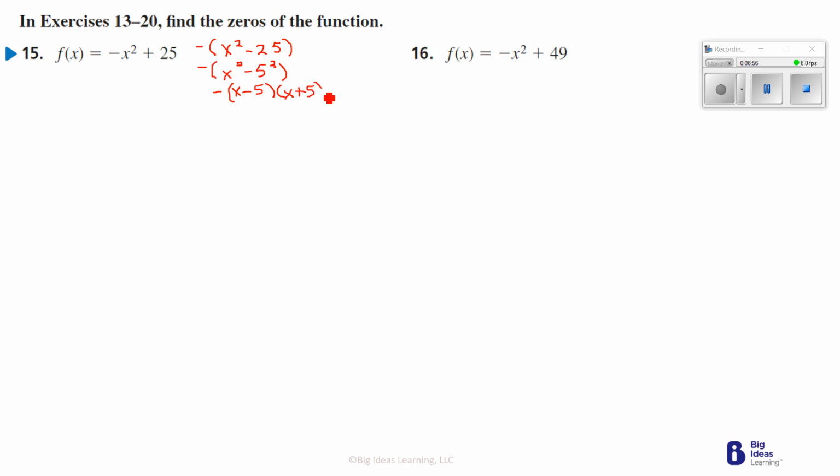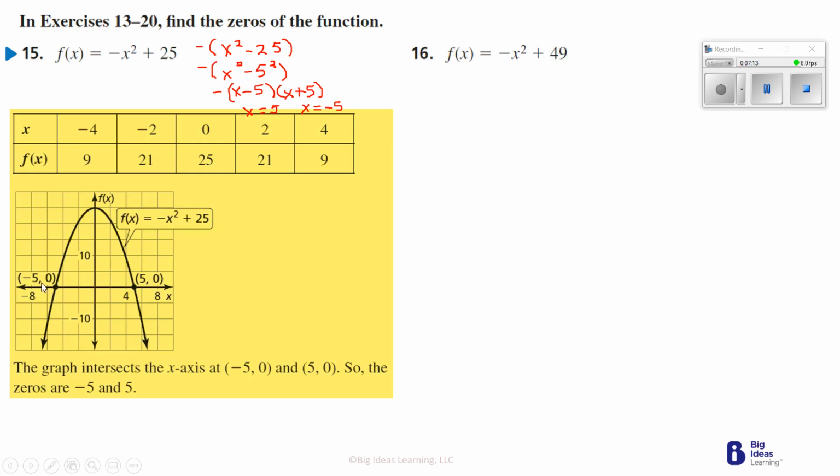So when I solve, I'm going to get x equals 5 and x equals negative 5. All right. And there we are, negative 5 and 5.